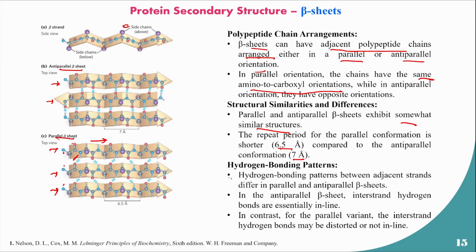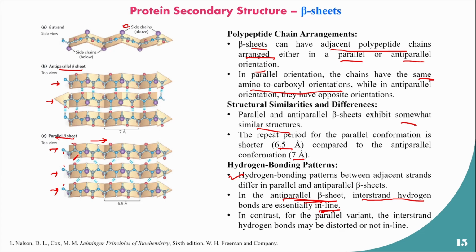Now, as I said, the hydrogen bonding pattern is slightly different. So interstrand hydrogen bonds are in line for anti-parallel beta sheets. This can only happen because the exact same atoms are not perfectly in line, but slightly skewed, which makes the hydrogen bond forming atoms, so one nitrogen and one oxygen, let's say, perfectly in line with one another, right? So that gives rise to the anti-parallel conformation.